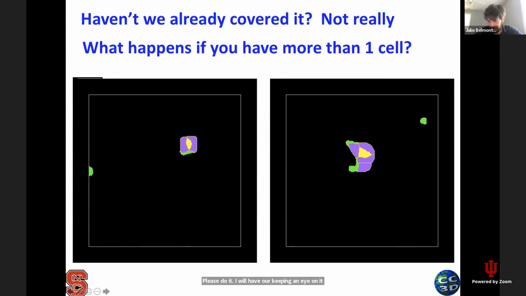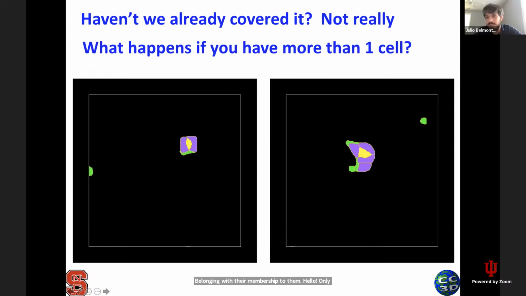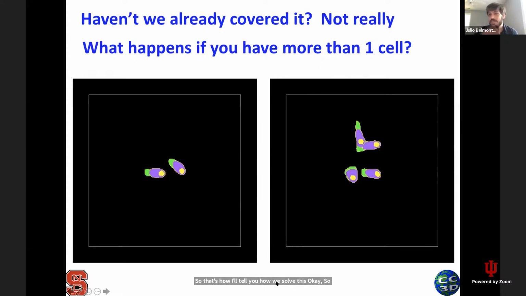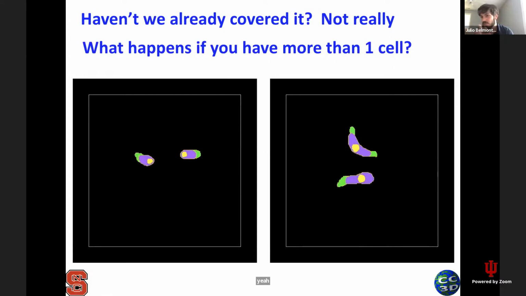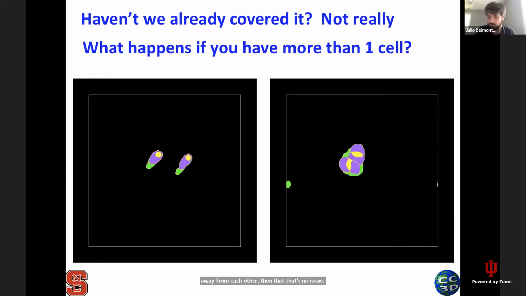All right. So they lose their membership to the cell only when the cells get too close. Once they start to get too close, they do not know how to distinguish anymore, right? So I'll tell you how we solve this. If you have a simulation where the cells are always far away from each other, then that's no issue, but that would be an exception and not the rule.